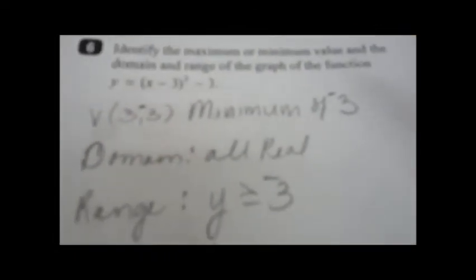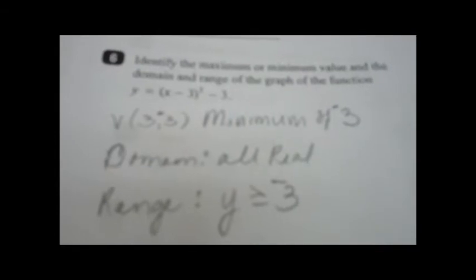Okay, next one. Identify the minimum, the maximum, the domain and range. Well, they're giving you the function in vertex form. So the vertex is the point 3, negative 3. It opens upward, so therefore it has a minimum value of negative 3. That's when y equals negative 3. Your domain is going to be all real numbers. Your range is going to be all real numbers where y is greater than or equal to negative 3.